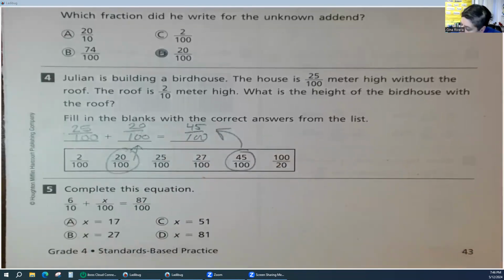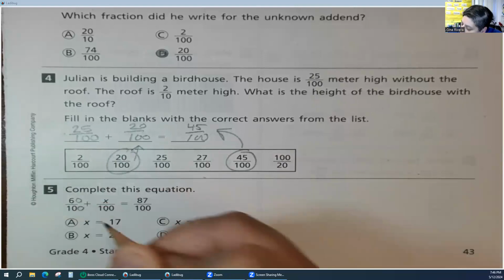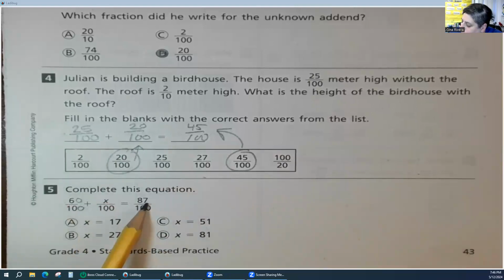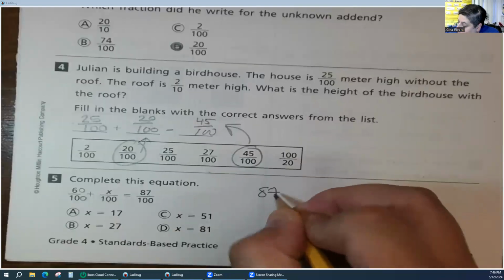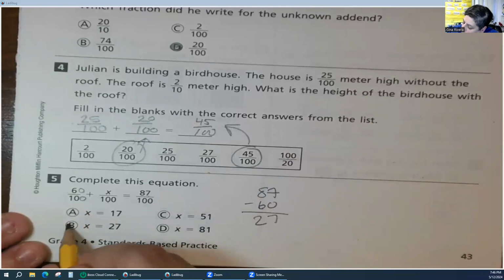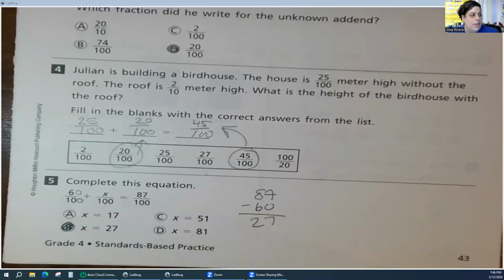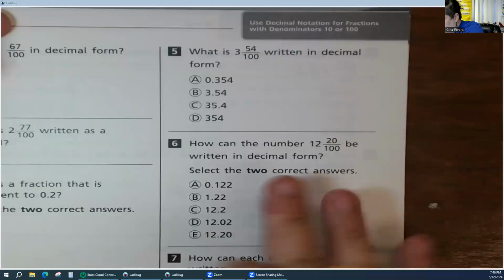Then complete this equation. So 6/10 plus x hundredths equals 87 hundredths. Remember that this needs to have a 0 added. So really 60 plus what gives me 87? I can either count up to 87 or I can subtract 87 minus 60. That would be 27. So x equals 27. That's what replaces it. The back page is going to be your homework, so I'm going to go ahead and skip it and go to page 45.